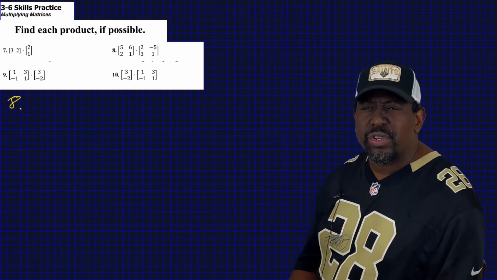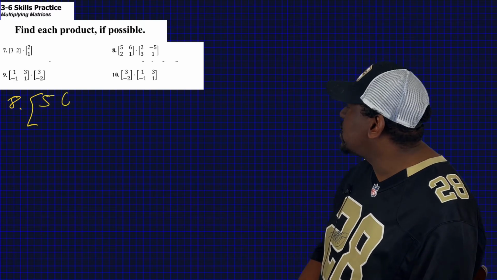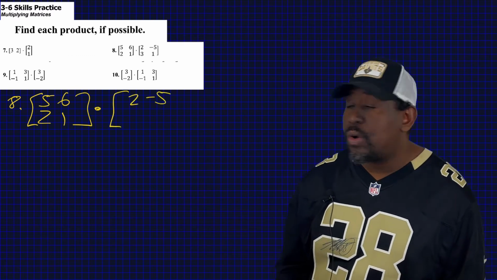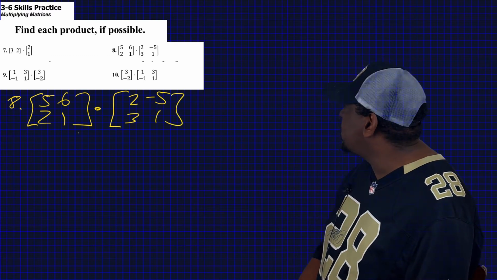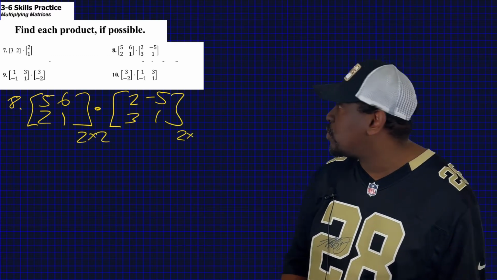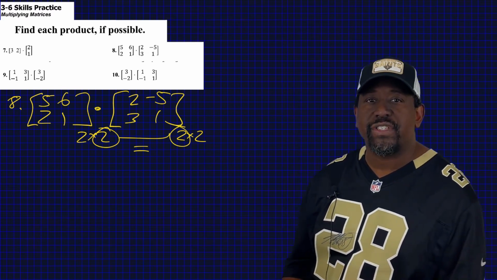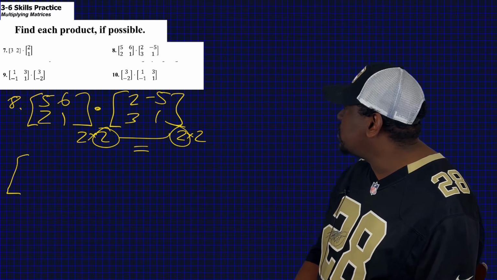So let's see now what we do. So hopefully, the more you do this, the more you'll get accustomed to working out the rows and columns. So in number 8, we have 2 rows, 2 columns, 5, 6 in the first row, 2, 1 in the second row. And then in the second matrix, we have 2, -5 in the first row and 3, 1. So we have to determine our dimensions. The first matrix is 2 by 2. Second matrix is 2 by 2. The inner columns are equal, 2 and 2, so we know we can produce a product.